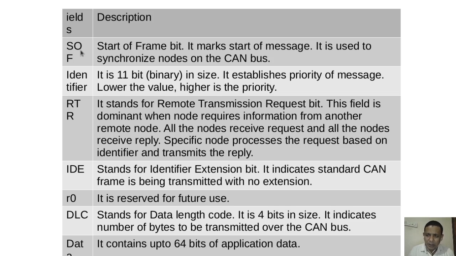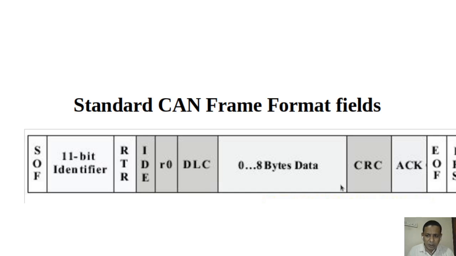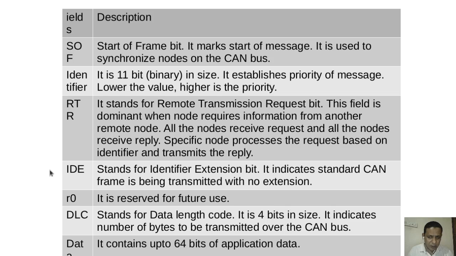Now we can see what are the fields in the frame. SOF stands for start of frame bit. It marks the start of messages. It is used to synchronize nodes on the CAN bus. These are the functions of different bits. Start of frame marks the start of a message. That is, it is always dominant. A message starts with a dominant bit, that means a low bit.